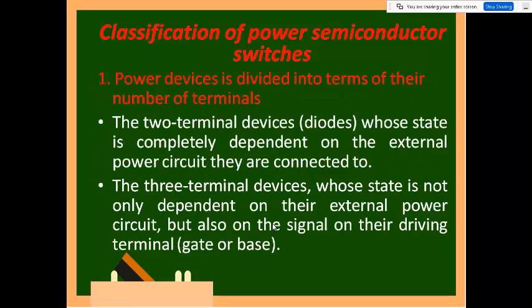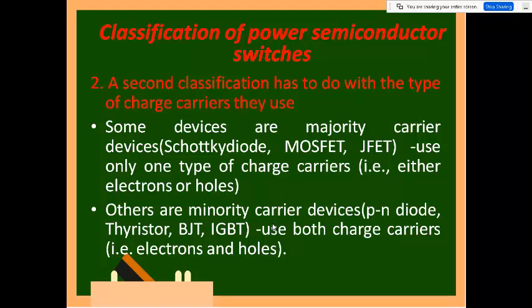Then the second type of classification is by the type of carriers. This is most important. You have to understand it clearly. There are 2 types of charge carriers. One is called majority charge carriers, another one is called minority charge carriers. If I take a p-type semiconductor, the majority charge carriers are holes, and the minority charge carriers are electrons. Similarly in n-type material, the majority charge carriers are electrons and the minority charge carriers are holes. So what is meant by minority charge carriers?